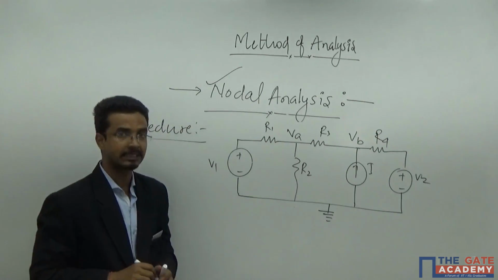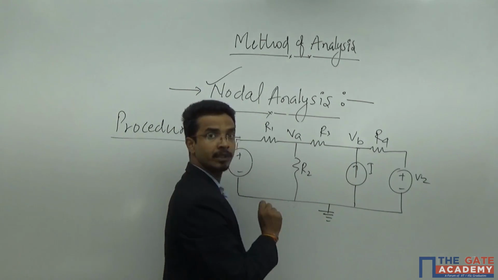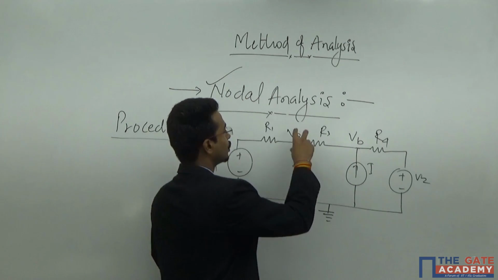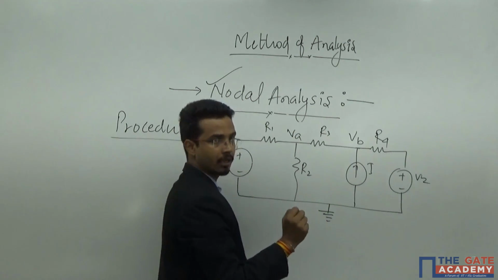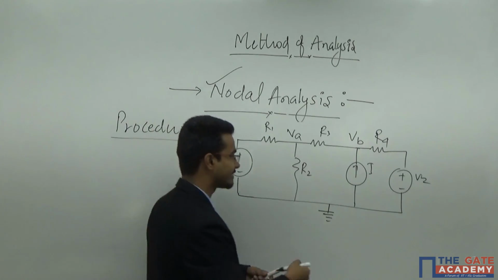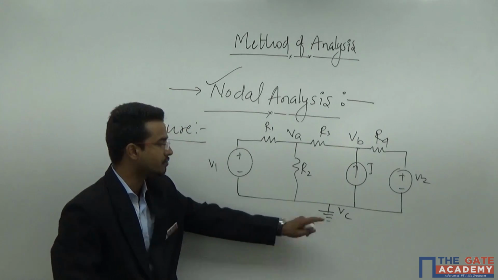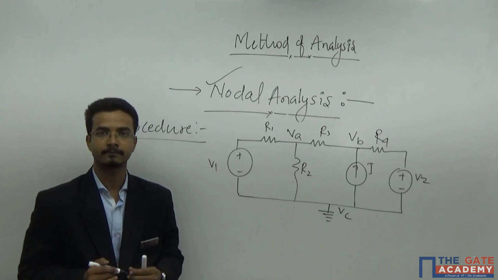That means the total number of nodes are 1, 2 and 3. And here I have decided that two values are unknown to me and one value I have set at ground. That means if the third node is VC, I have decided that VC is equal to 0, which is the ground for me.